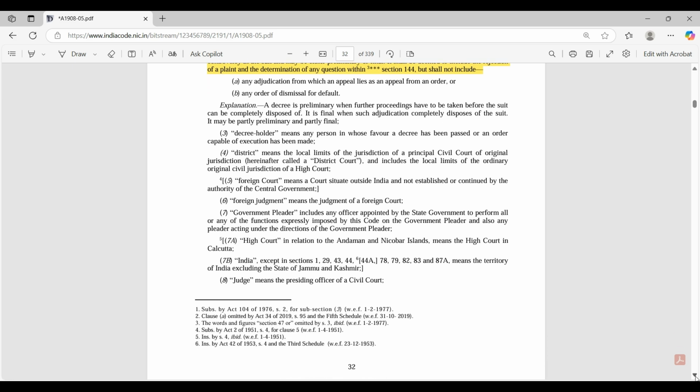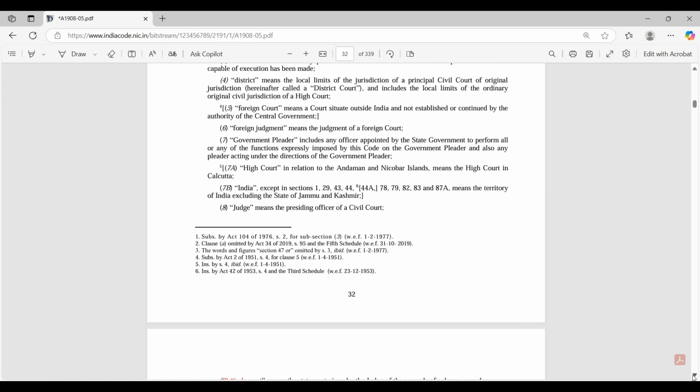Clause 5, foreign court. It means a court situated outside India and not established or continued by the authority of the central government. And we all know that we don't have such a concept as of now. Again, foreign judgment: the judgment passed by the foreign court. So it's a basic thing to understand.